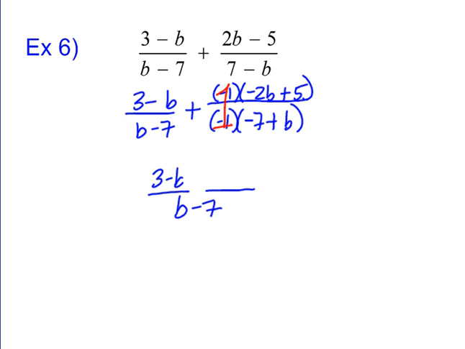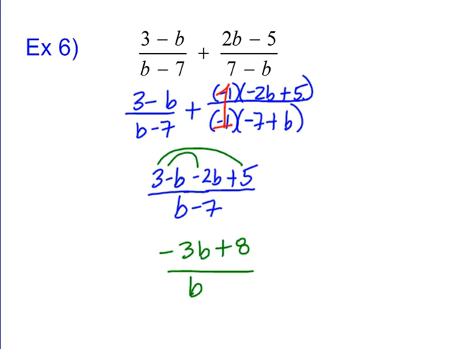So I'm going to change that sign. Plus 5. We're going to combine like terms. Negative b minus 2b is negative 3b. And 3 plus 5 is 8. And we're going to divide that by b minus 7. Nothing's alike, so we're not going to cancel anything. Sometimes it's easier if we can catch little things like this. That way we don't have to be multiplying binomials all over the place.